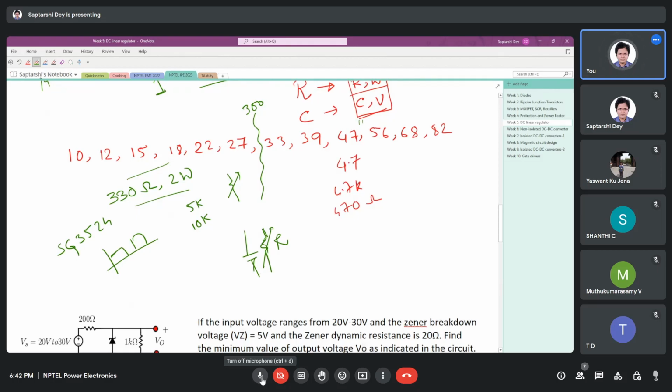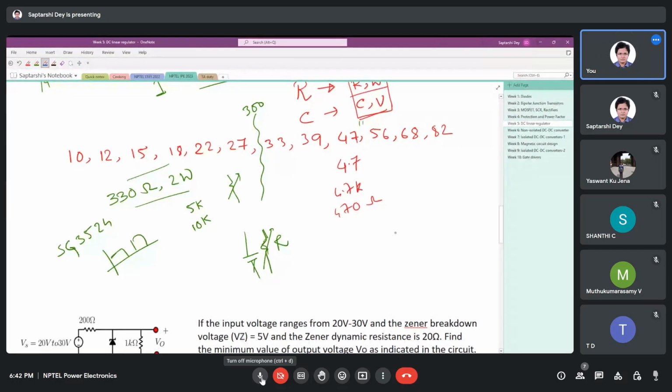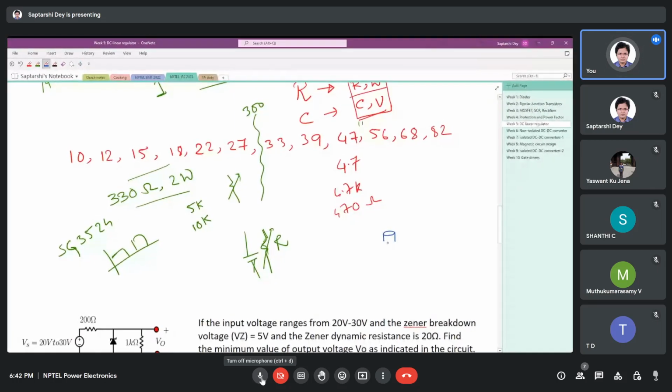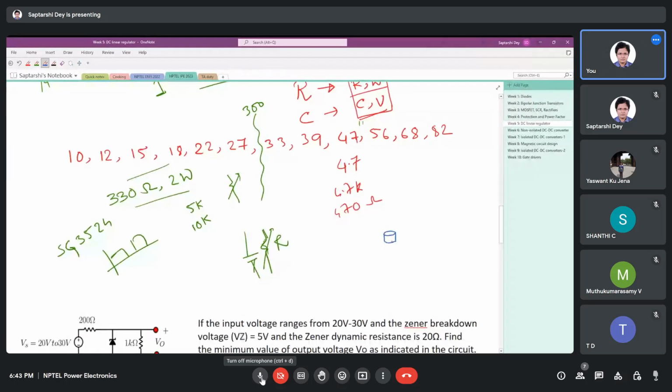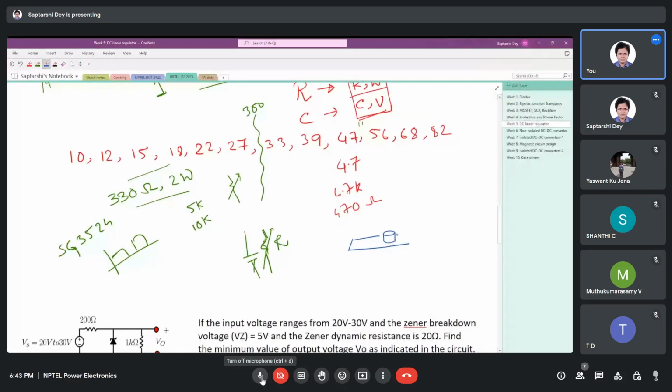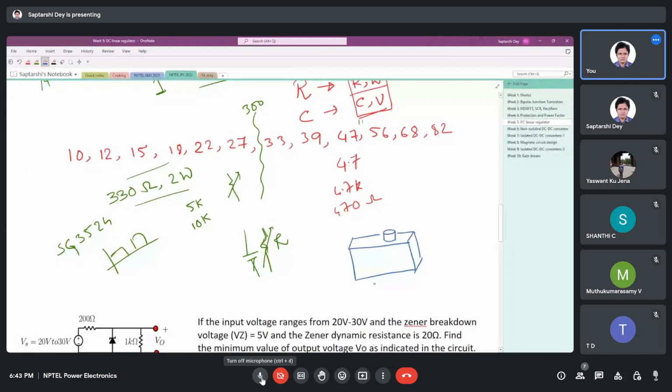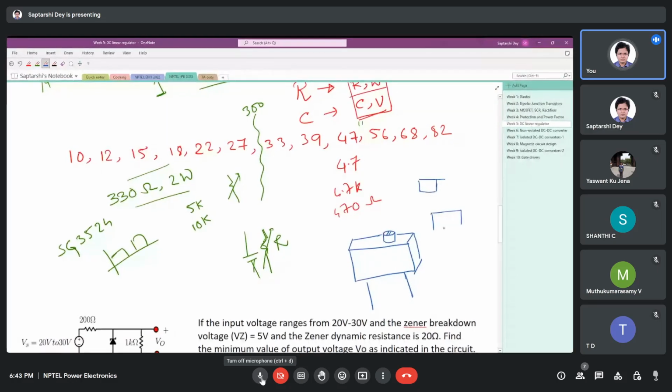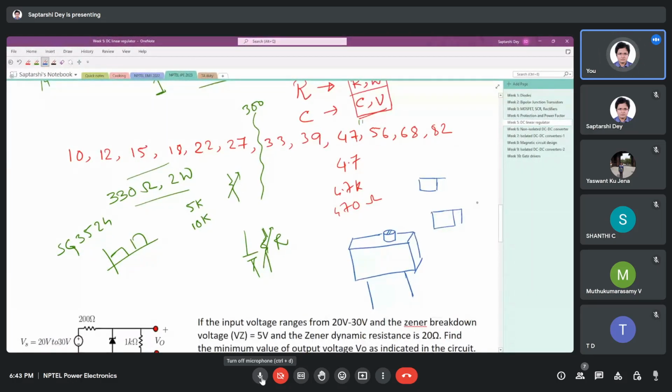You know how the pots look? The pots look somewhat like this. I am drawing it very large. It is not this large. Something like this, there is a channel so that you can put your screwdriver and vary the value of resistance. In reality, they are maybe this small, maybe a bit larger. It will look around this size.